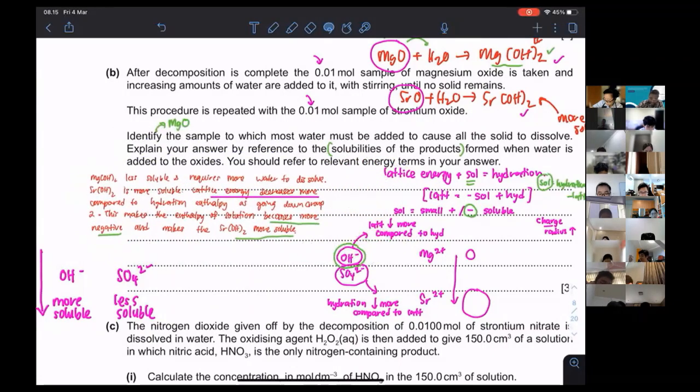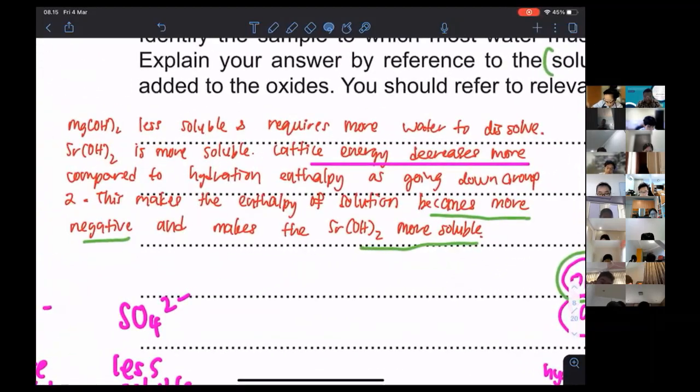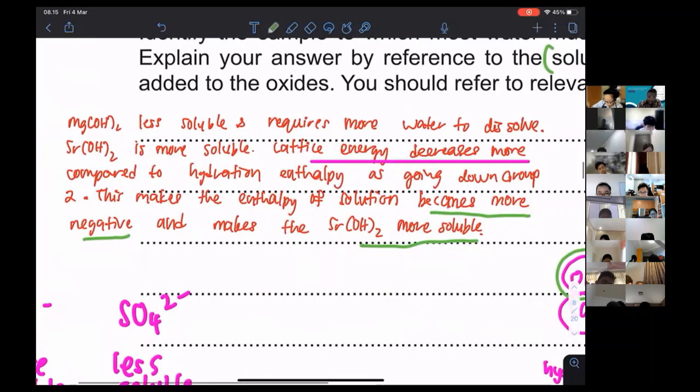I think I still put it over here, and you can read. So Mg(OH)2 is less soluble and requires more water to dissolve. This one is going to be more soluble. So you explain, I'm explaining based on OH minus. Lattice energy decreases more than hydration energy. No need to explain why. This makes the enthalpy of solution more negative, and because it's negative, it's going to be more soluble.